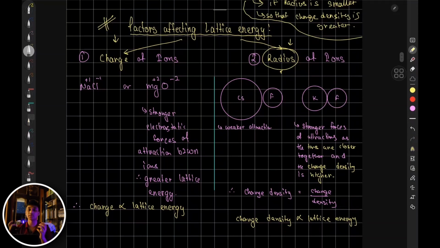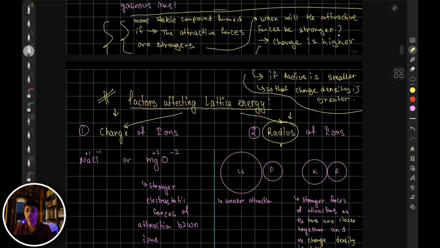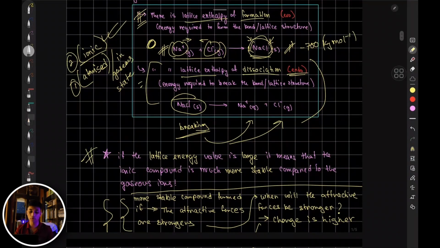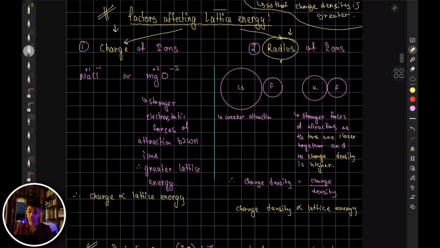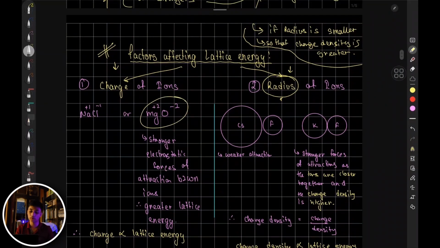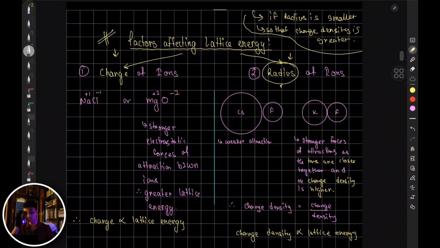If more energy is released, that means the ionic compound formed will be much more stable. So MgO should be much more stable compared to NaCl. So this is how charge affects.